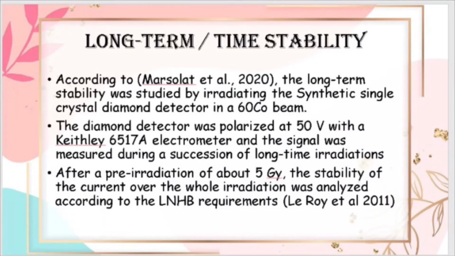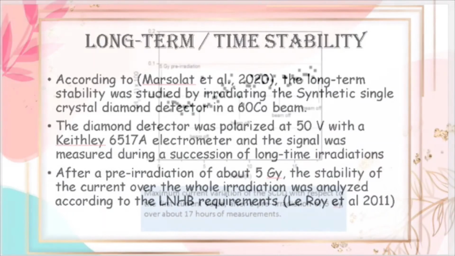According to Marsolat et al. 2020, the long-term stability was studied by irradiating the synthetic single crystal diamond detector in a cobalt-60 beam. The diamond detector was polarized at 50 volts with a Keithley 6517A electrometer, and the signal was measured during a succession of long irradiations, which is 3 hours and 30 minutes. After a pre-irradiation of about 5 gray, the stability of the current over the whole irradiation was analyzed according to the LNHB requirements.